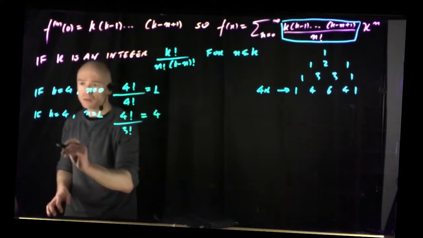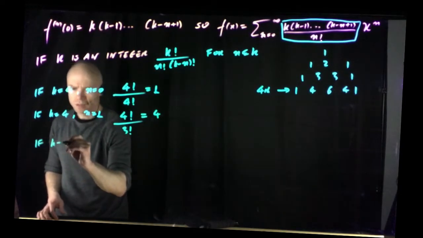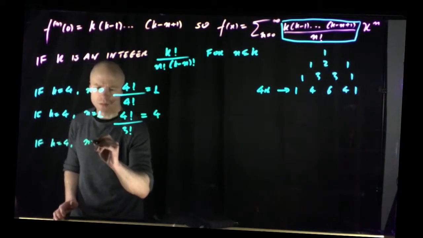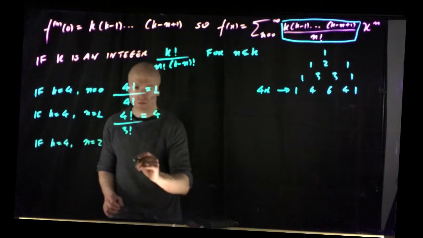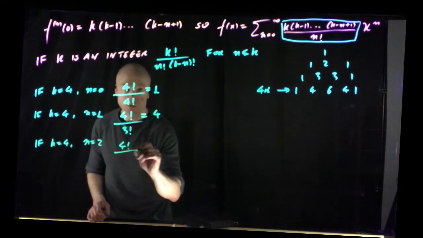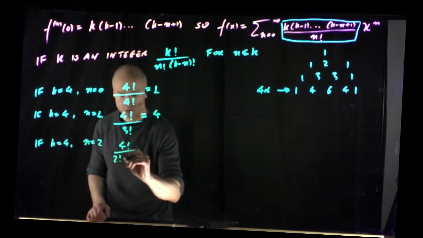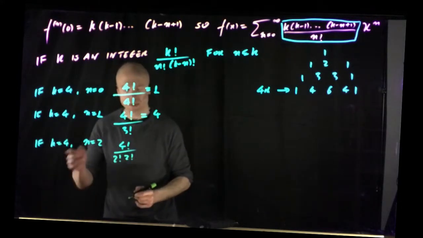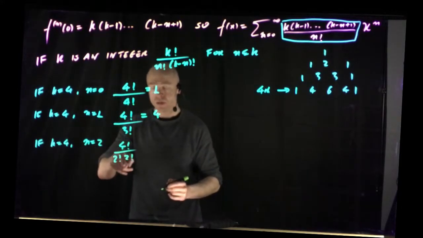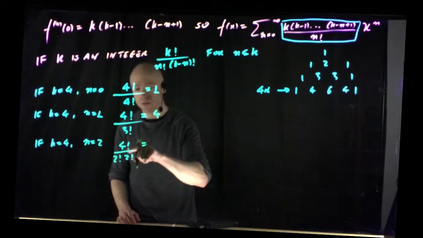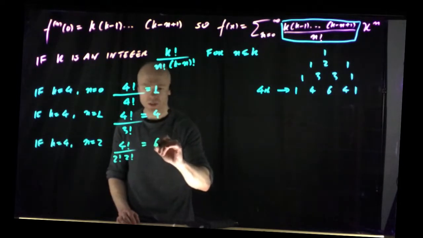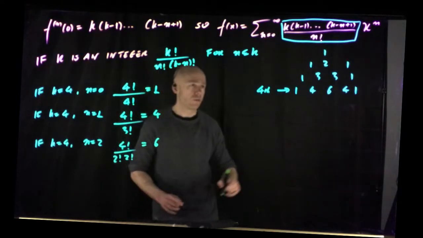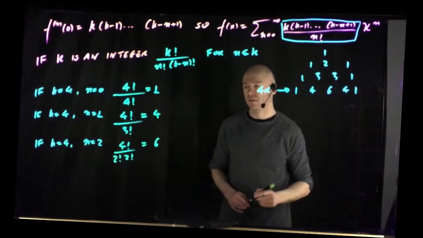So that's good too. And then if k is equal to 4 and n equals 2, we're going to have 4 factorial over 2 factorial times 2 factorial. 2 factorial is just 2, so 2 times 2. So 4 factorial is 4 times 3 times 2, and when we do all this, we get 6, which is this thing right here.